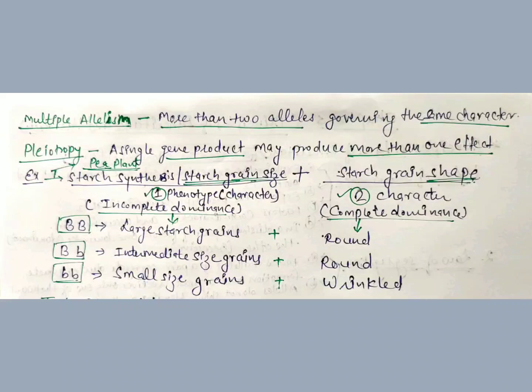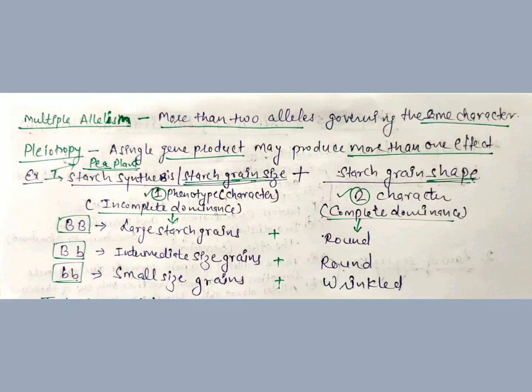So we can see here that for the starch grain size, incomplete dominance is seen. Neither of the two alleles is dominant over the other. The dominant allele is not completely expressing itself. That's why in the heterozygote condition, the size of the grain is intermediate. Neither is it large nor small in size. But in grain shape, complete dominance is seen, where either the round or the wrinkled phenotype is seen.